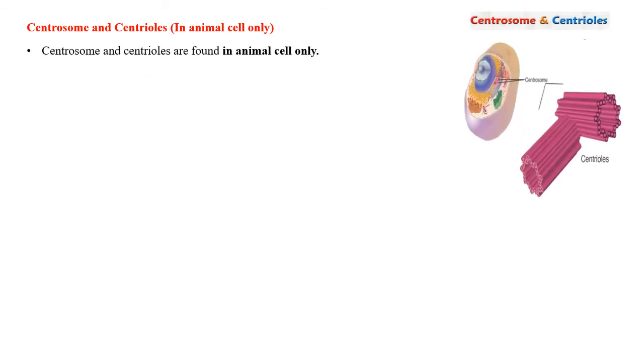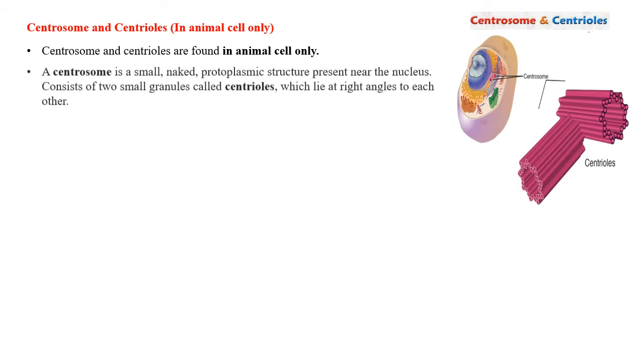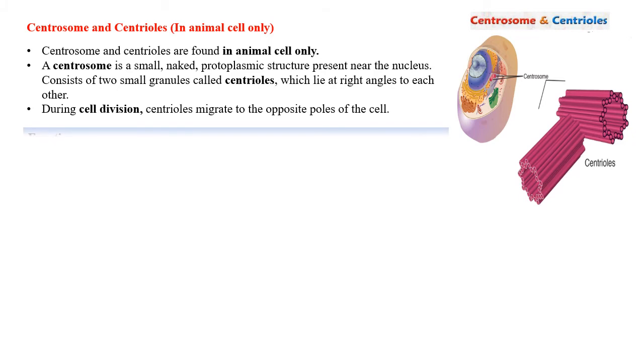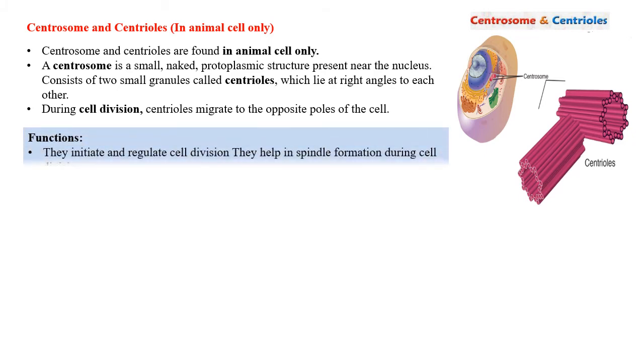Centrosome and centrioles in animal cell only. Centrosome and centrioles are found in animal cells only. A centrosome is a small naked protoplasmic structure present near the nucleus. It consists of two small granules called centrioles, which lie at right angles to each other. During cell division, centrioles migrate to the opposite poles of the cell. Functions: they initiate and regulate cell division. They help in spindle formation during cell division.